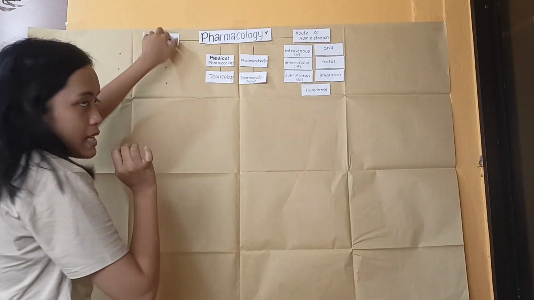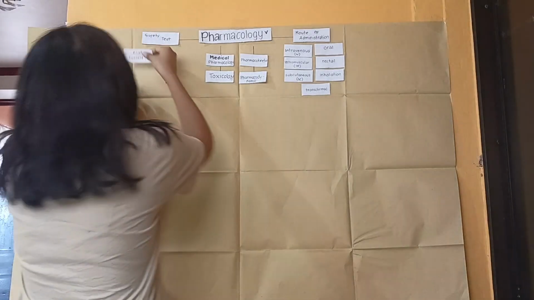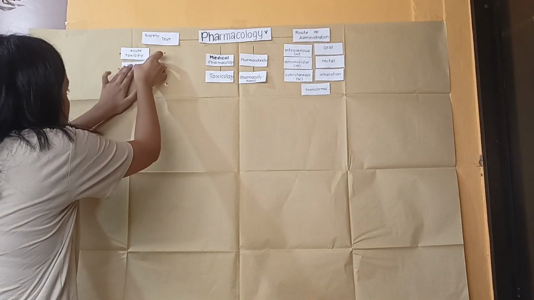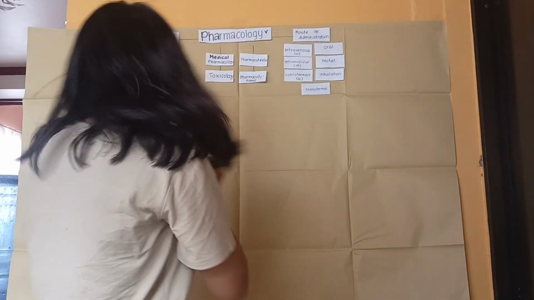Since we are talking about the routes of administration, let us also talk about safety tests. So we have 6 safety tests. To start with, we have acute toxicity. Acute toxicity determines the no effect dose and the maximum tolerated dose. Next, we have subchronic toxicity, which determines the biochemical and physiological effects. Next, we have chronic toxicity, which is done in rodents and determines the same endpoint as the subchronic toxicity test.